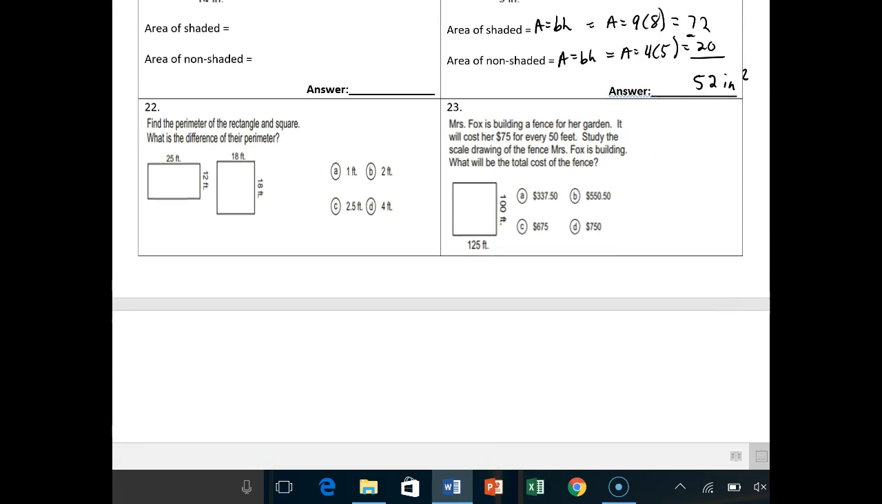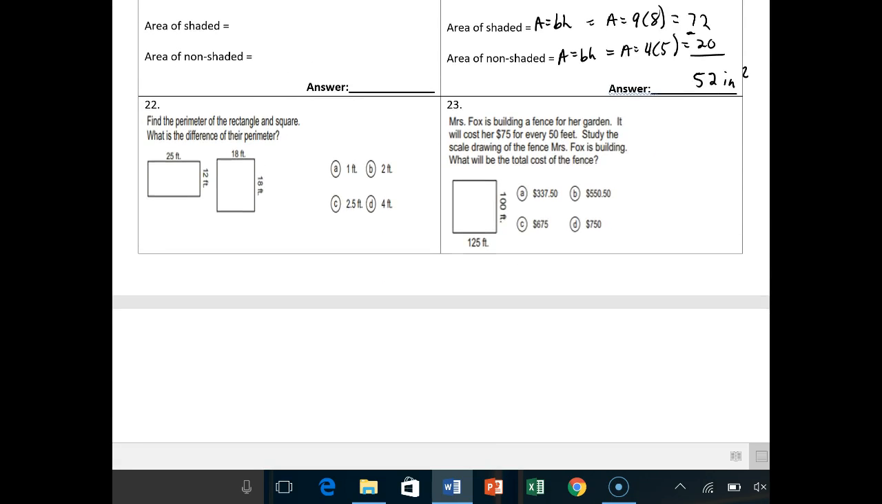All right, number 23, Miss Fox is building a fence for her garden. It cost her $75 for every 50 feet. Study the scale drawing and figure out how much it's going to cost. So first of all, 125 goes here and 100 goes here. So let's figure out what the perimeter is. The perimeter is 2 times 100 plus 2 times 125. That would give us 200 plus 250. And so our perimeter in this case gives us 450.